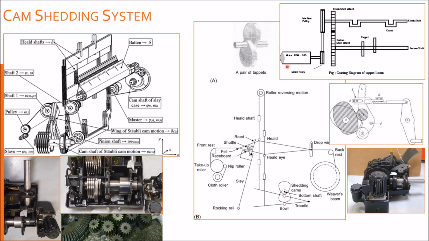If we see the drive of the machine, we can see that the drive comes from the main motor to the crankshaft, the top shaft of the machine. That is the shaft from where we measure the RPM of the machine. Then this drives to the bottom shaft, on which we install these tappets.